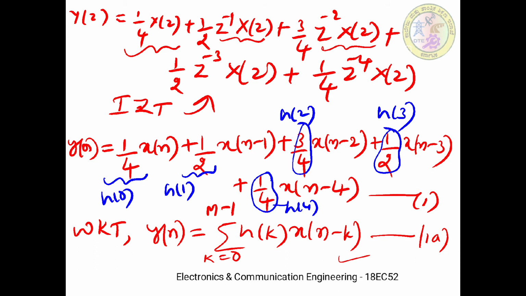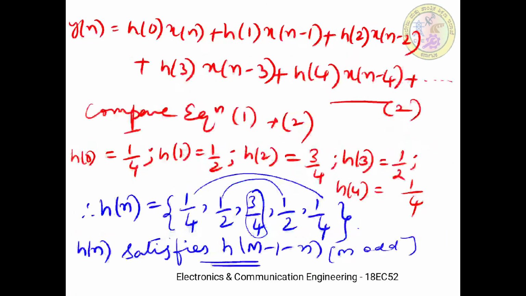Thereby, here one multiplication is reduced. Otherwise, in the direct form structure, we would have multiplied x of n with 1 by 4 and again x of n minus 4 with 1 by 4. Now, because of the symmetry of the impulse response, that additional multiplication is avoided. Similarly, here it is possible to group x of n minus 1 and x of n minus 3 because they both have the coefficient 1 by 2.